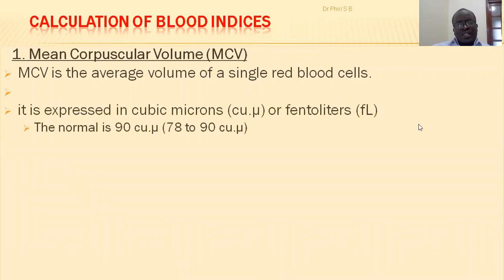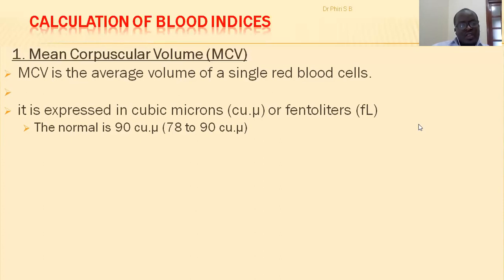In terms of units, it's expressed in cubic microns. Sometimes it's also expressed in femtoliters. So you can use cubic microns or femtoliters as the unit. Remember, you really need to apply these units when you're doing these calculations because they can cost you marks if you don't put them. So mean corpuscular volume is the average volume of a single red blood cell, expressed in cubic microns or femtoliters.